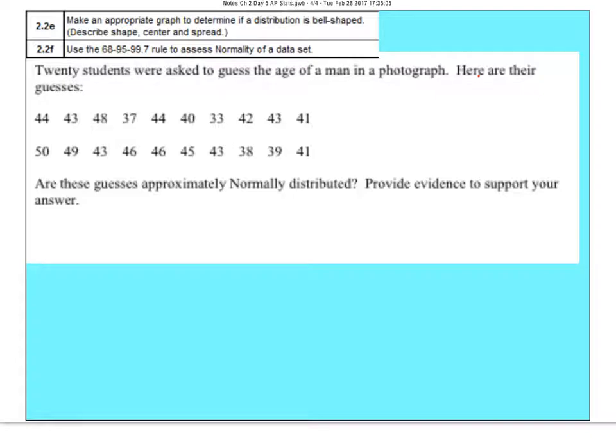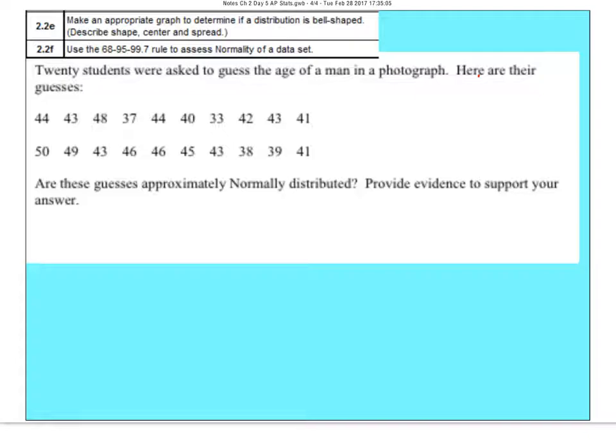It's the only example we're going to look at, so let's take some time with it. It says here 20 students were asked to guess the age of a man in a photo. Here are the guesses that they had. Are these guesses approximately normally distributed? Appropriately provide enough evidence.